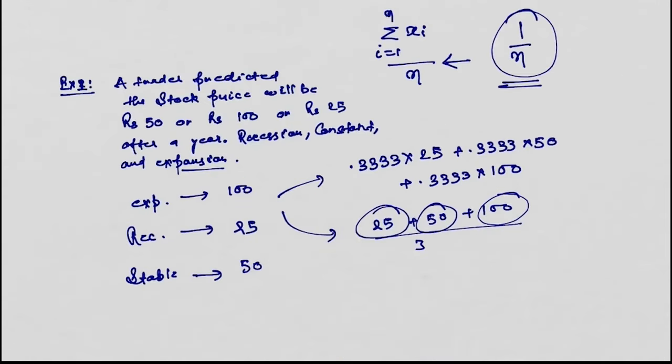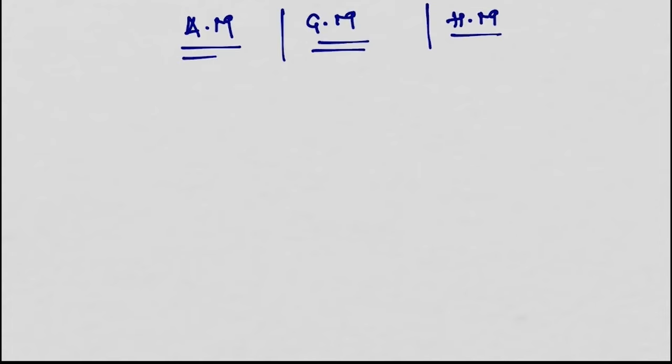एक बहुत ही छोटा डिस्कशन अभी भी बचा हुआ है मीन में, that is about arithmetic mean, geometric mean and harmonic mean. फॉर्मूला मेरा एम्फोसिस नहीं है यहां पे. फॉर्मूला फॉर अरिथमेटिक मीन फिलहाल मैं बोल देता हूं.